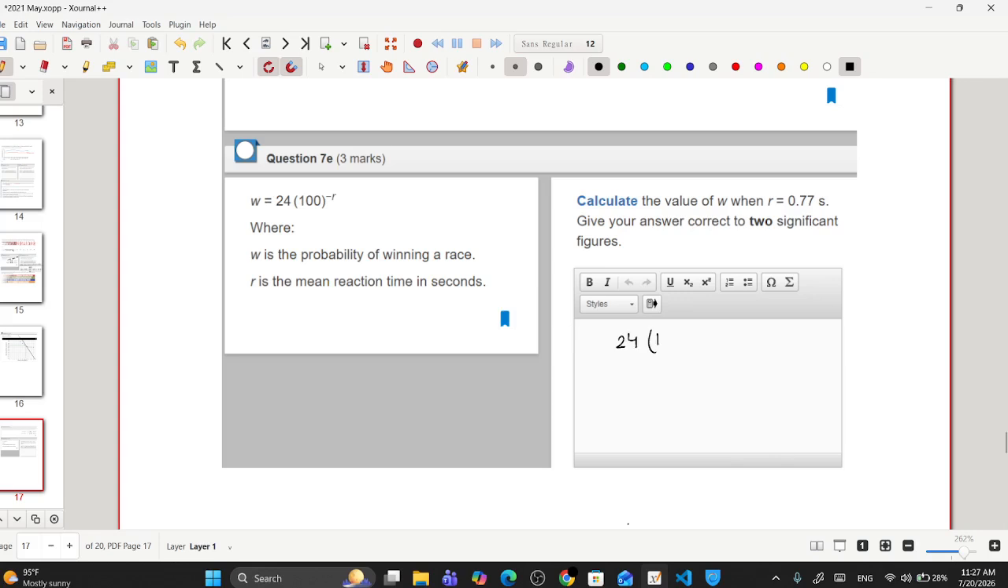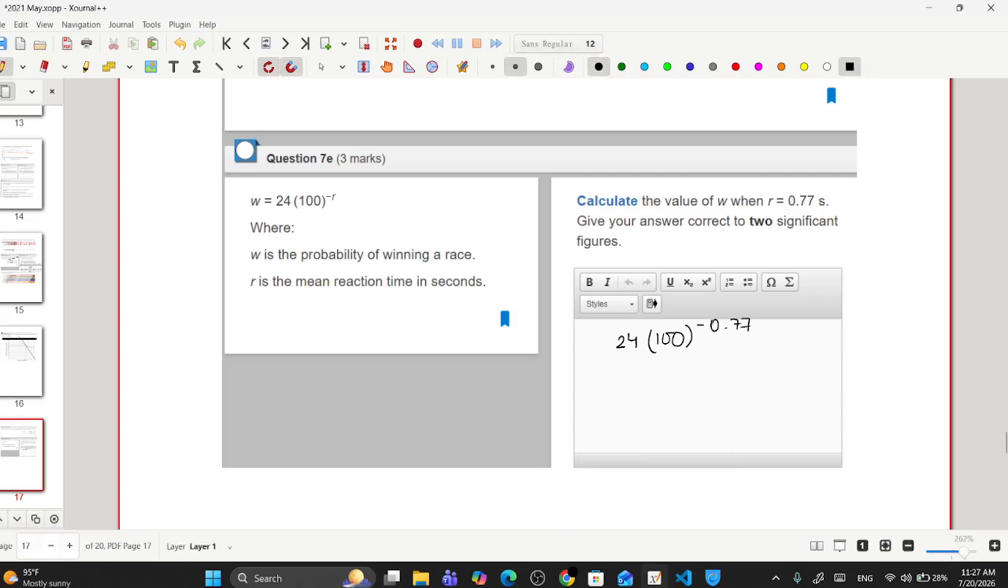0.24 multiplied by 100 to the power of negative 0.77. So if we were to solve this question, what answer would we get? The answer should be definitely less than 1. 0.24 multiplied by 100 raised to the power of negative 0.77. I'm getting 0.692.